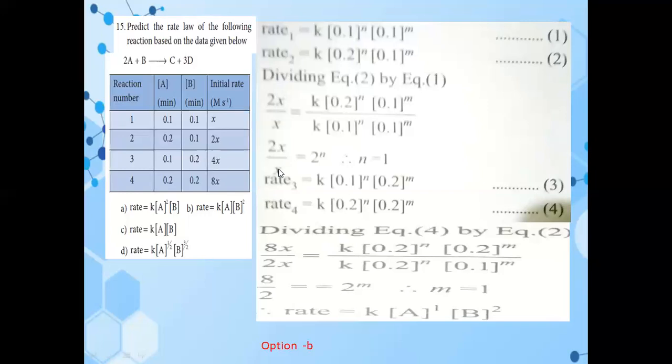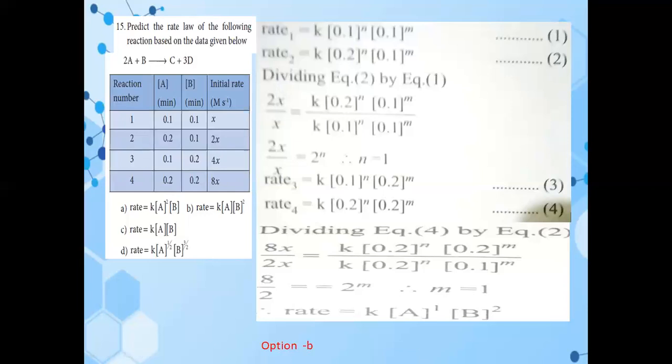Like how we wrote for reactions 1 and 2, we are going to write for reactions 3 and 4. Rate for reaction number 3, rate 3 equal to k, A concentration is 0.1 power n, and B concentration is 0.2 power m. And then the fourth reaction rate, rate 4 is equal to k into A concentration 0.2 power n, and B concentration 0.2 power m.